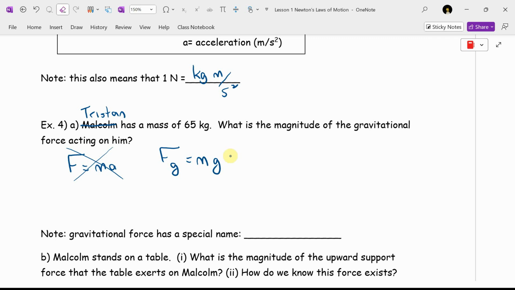So what's the mass of Tristan in this question? 65. And what's the acceleration due to gravity? You've probably still got it memorized from a couple of units ago. We're not going to use the negative here. We'll just use the 9.8 because it said the magnitude. How hard is the Earth pulling down on Tristan?